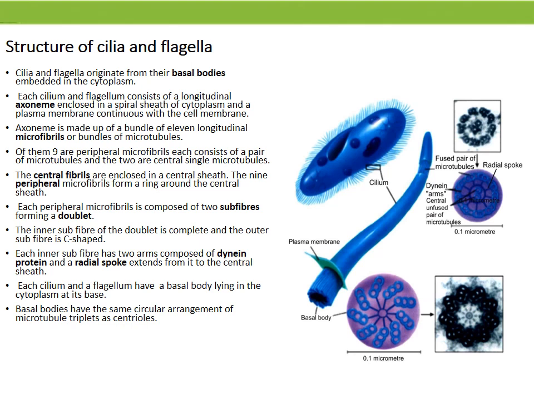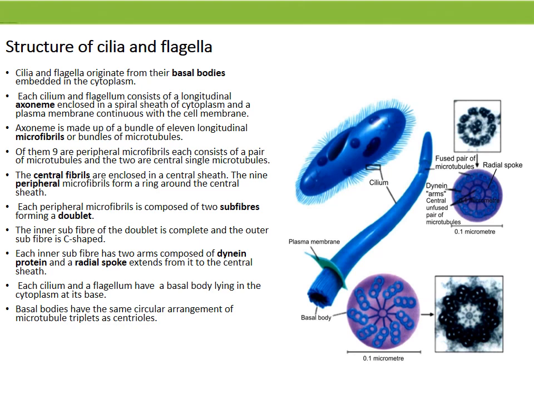Each doublet contains one complete microtubule called the A subfiber containing all the 13 protofilaments. Attached to each A subfiber is a B subfiber with 10 protofilaments. Subfiber A has two dynein arms which are oriented in a clockwise direction. Doublets are linked together by nexin links.